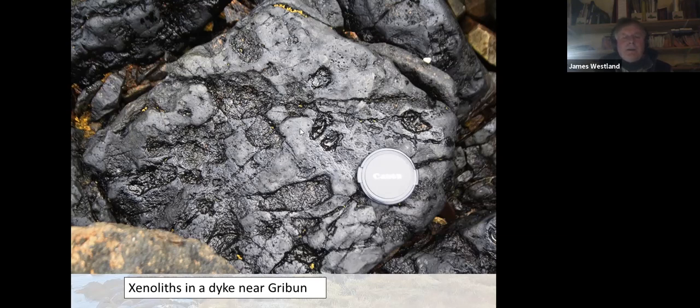This is at Greben, and it's quite an important dike. It's not particularly spectacular looking, but there's been quite a bit of research done on this. And these are really neat.